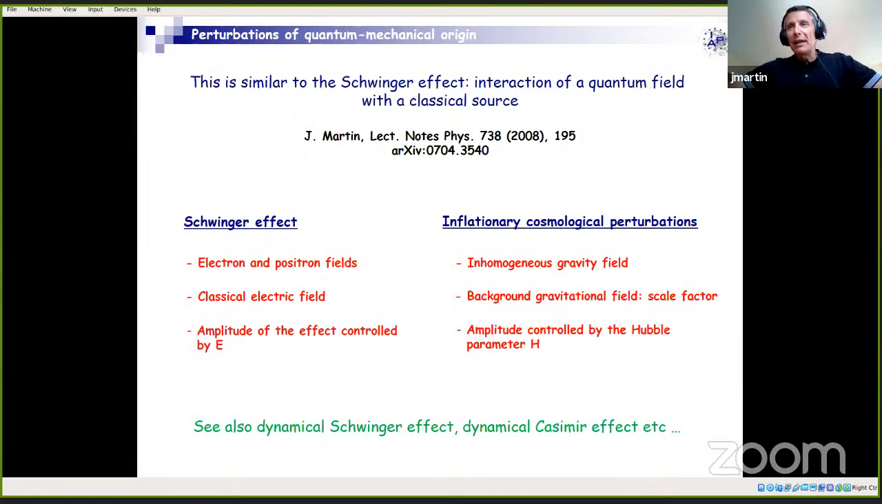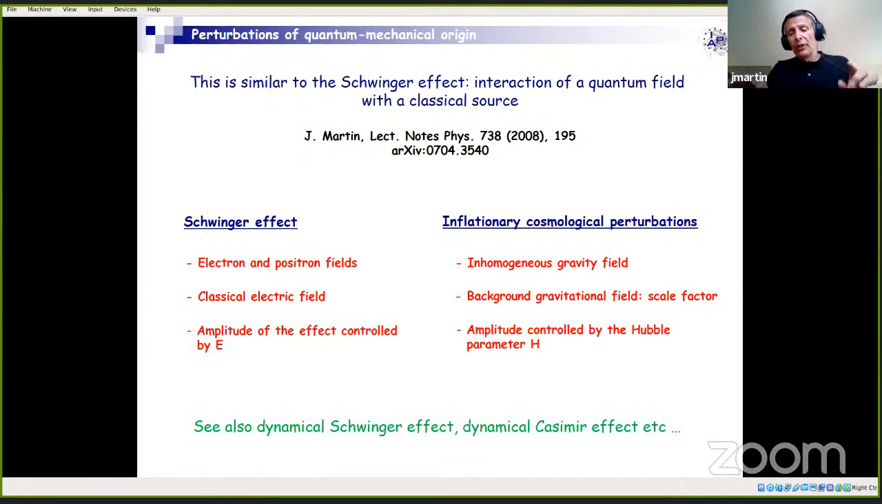So at first sight, it may seem a very strong claim. But I would like to draw your attention to the fact that it can be viewed as a mechanism which is in fact very conservative. Because this mechanism is very similar to the Schwinger effect. The Schwinger effect is an effect in quantum field theory, which was computed by Schwinger in the 50s, and which consists in the following.